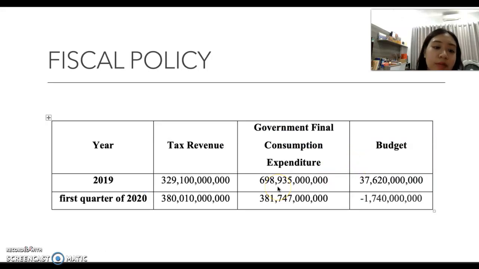However, in the first quarter of 2020, the budget of Germany is in deficit as a response to the pandemic and also to stimulate the economy, leading to an expansionary fiscal policy. According to the data, the government spending in the first quarter of 2020 is twice as much as in 2019. And most of the spending is allocated for healthcare equipment and development of vaccines.